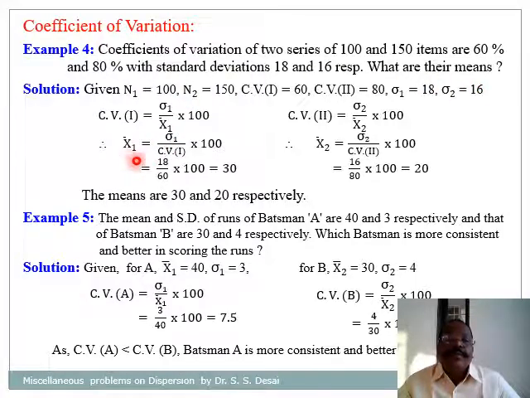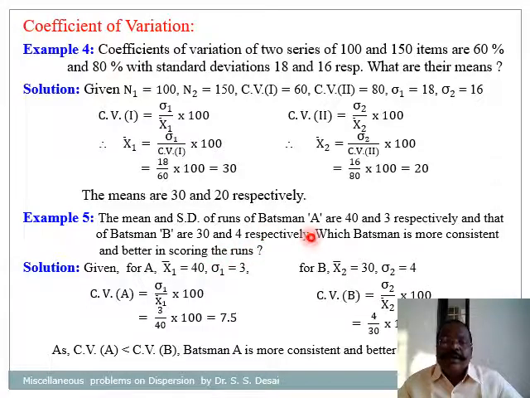So for the first group, mean becomes 18 divided by 60 into 100, which is equal to 30, and for the second group, mean becomes 16 divided by 80 into 100, that is equal to 20. Therefore, the respective means are 30 and 20. Next problem: the mean and standard deviation of runs of batsman A are 40 and 3 respectively, and that for batsman B are 30 and 4 respectively. Which batsman is more consistent and better in scoring the runs?